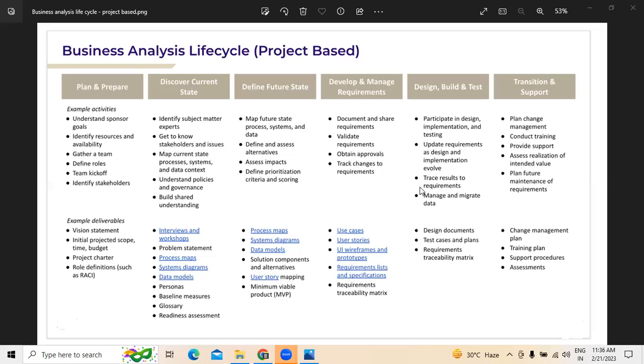The next stage is called discover current state, where we need to identify the subject matter experts who are really involved in it. At the same time, we must know about the stakeholders as well as the concerns and issues they have. Followed by this, we need to map the current state processes and systems, because for example, sometimes a customer is using an existing application where they want to enhance some features and functionalities. So for that, we need to understand the current state of processes, the kind of systems, and the data they were using.